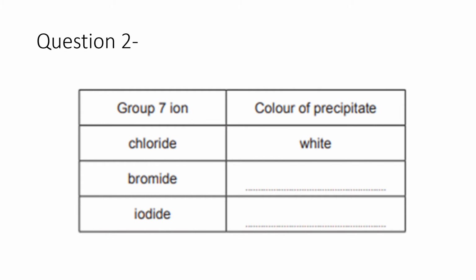Question 2 is a direct recap of the second reactions video. It is important you remember the colour precipitates that the halides form. So, bromide is a cream or off-white colour, and iodide is yellow. Moving on to the higher tier questions.